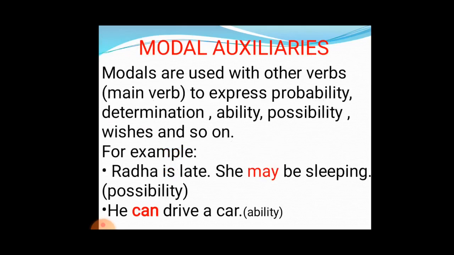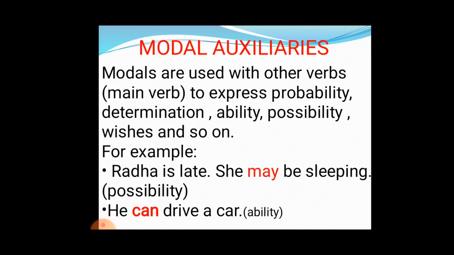Next, modal auxiliaries. Now modals are used with other verbs, that is main verbs, to express probability, determination, ability, possibility, wishes, and so on. Let's see examples. Radha is late. She may be sleeping. So here it is a possibility that she may be sleeping. We use may for possibility. Now these modals we will learn separately in another video.